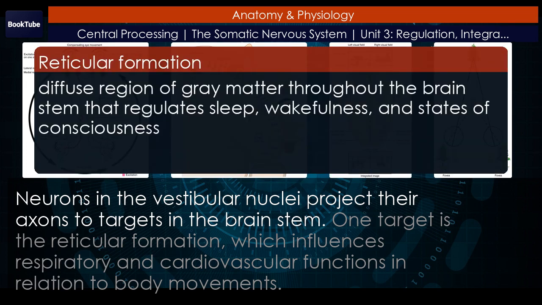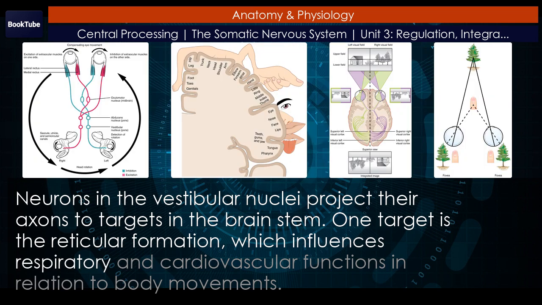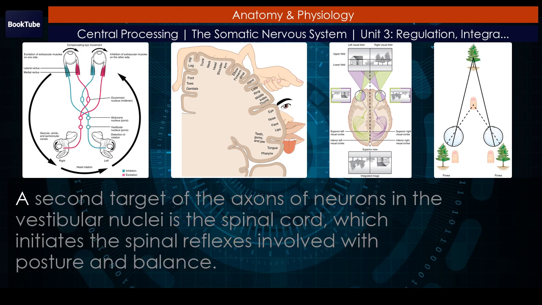One target is the reticular formation, which influences respiratory and cardiovascular functions in relation to body movements. A second target of the axons of neurons in the vestibular nuclei is the spinal cord, which initiates the spinal reflexes involved with posture and balance.